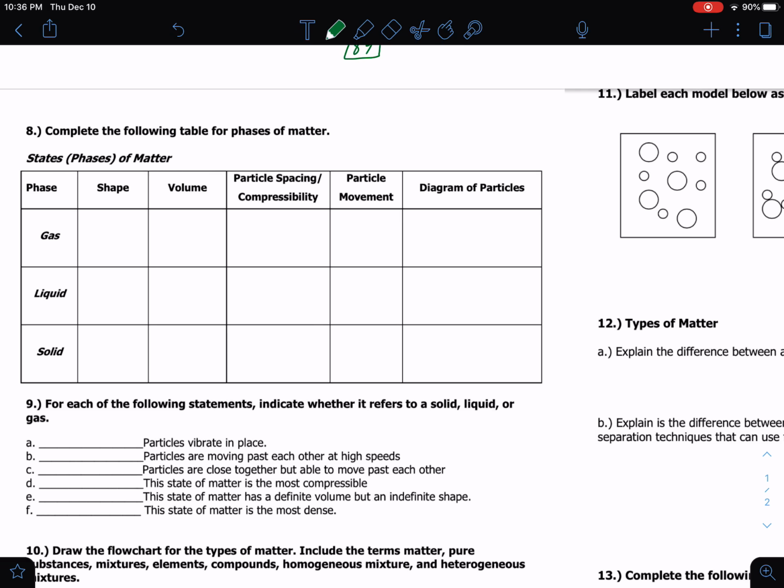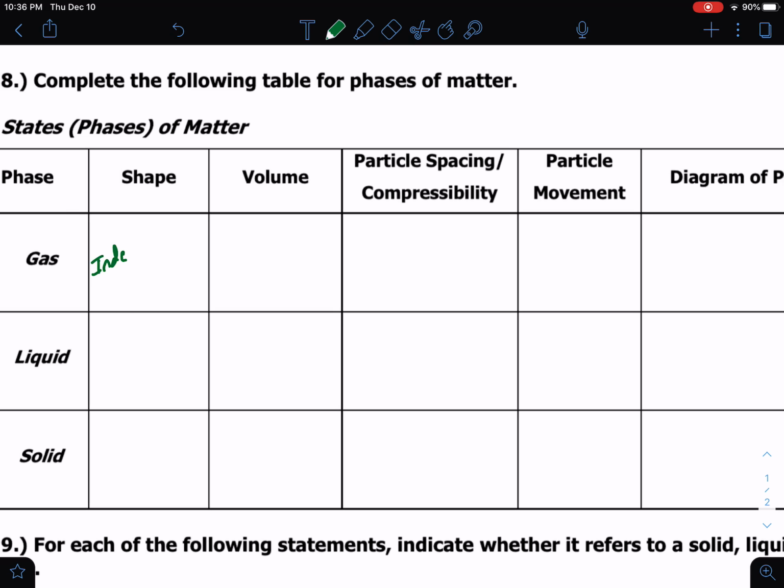We're going to go over gases, liquids, and solids. The shape of a gas would be considered indefinite, because gas can take the shape of any container. Its volume is also going to be indefinite, because again, it can take the shape of any container.